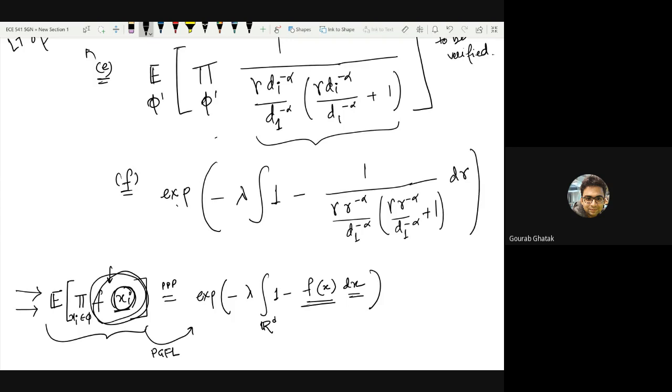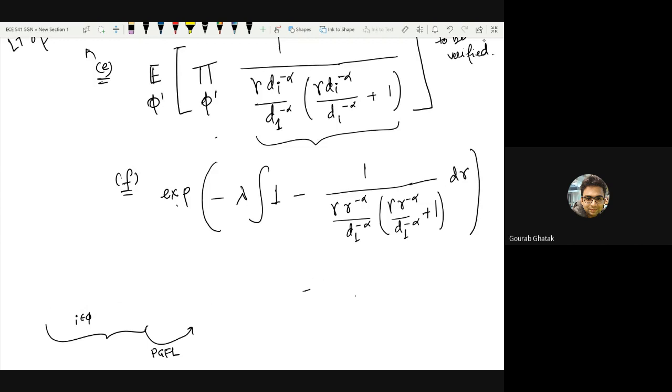Why is it not di or something else? Because it is a dummy variable. So you have a function evaluated at individual points xi. Instead of going to the individual points xi, you calculate it at some random point x and span the entire domain with that x. Now my final question is this, and then I will stop. Step F, I'm deleting this, but I'll write it here: step F follows from the PGFL of a Poisson point process.